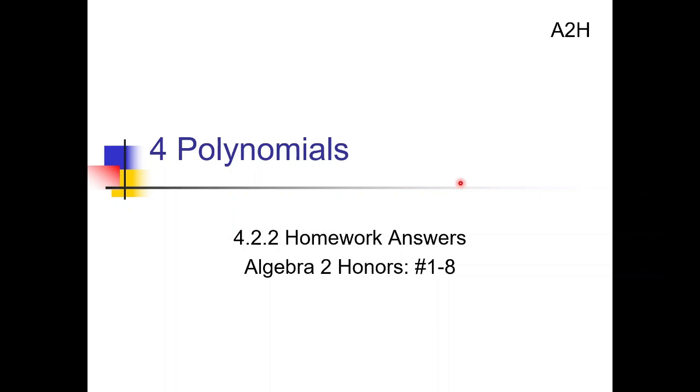Hello there, Mr. Sutton here with the Algebra 2 Honors 4-2 Part 2 homework solutions on multiplying three polynomials together and also using square root shortcuts in Pascal's triangle.